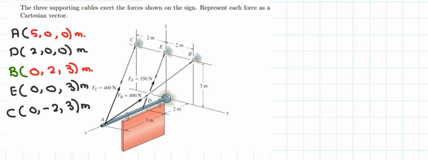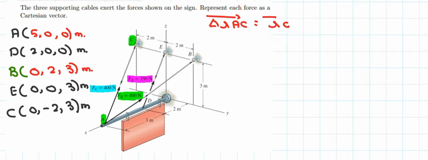If you see the diagram, there are three forces: Fc, which is equal to 400 Newton, similarly Fe, which is equal to 350 Newton, and lastly Fb, which is equal to 400 Newton. Let's talk about Fc first. If you see the question diagram, the head of the Fc force is directed towards point C. It means that point C is the final point and point A is the initial point. So the position vector AC is written as delta RAC, which is equal to RC minus RA.